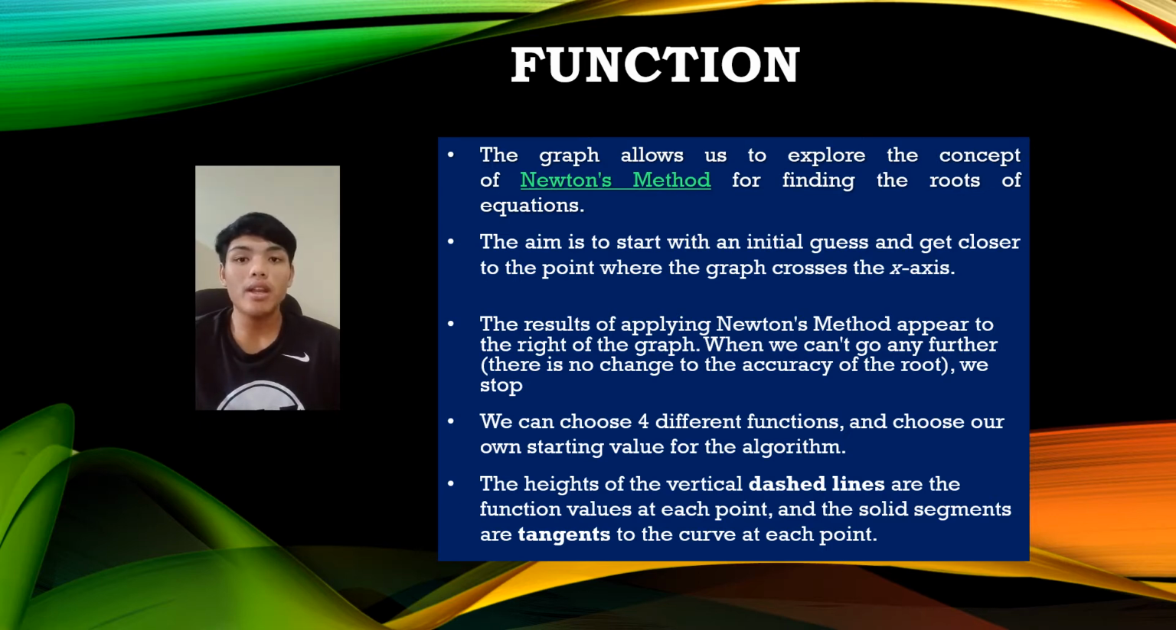When we can't go any further, there is no change to the accuracy of the root. We stop. We can choose 4 different functions and choose our own starting value for the algorithm. The heights of the vertical dashed lines are the function value at each point, and the solid segments are tangents to the curve at each point.